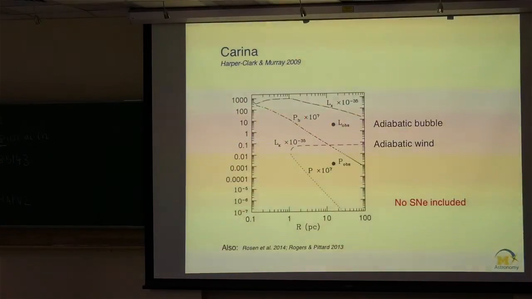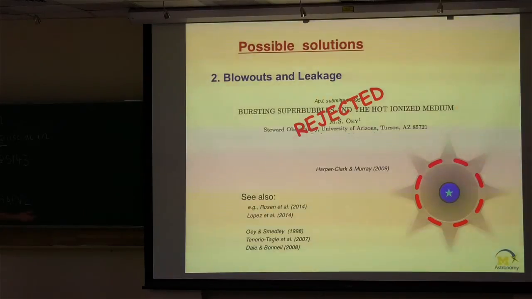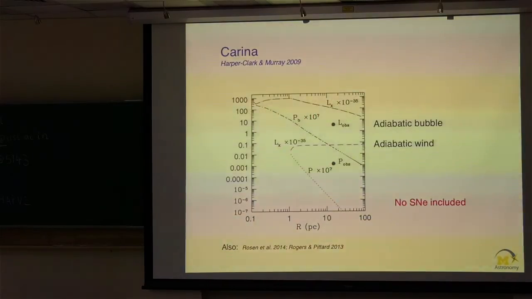Okay, so Harper, Clark, and Murray were looking at the Carina star-forming region, which has a superbubble as well. And what they did was compare the two models for the adiabatic bubble and the adiabatic wind, the Chevalier and Clegg model. Here, as a function of radius, you can model what the X-ray luminosity and the pressure should be for the adiabatic bubble model, and down here you get the same quantities for the adiabatic wind model, the freely expanding steady-state wind. What they found was that the observed X-ray luminosity and the observed pressure were exactly intermediate between these two models for this particular object. That seemed to suggest that you could get something that looked intermediate between these two models. So that all seems quite reasonable.